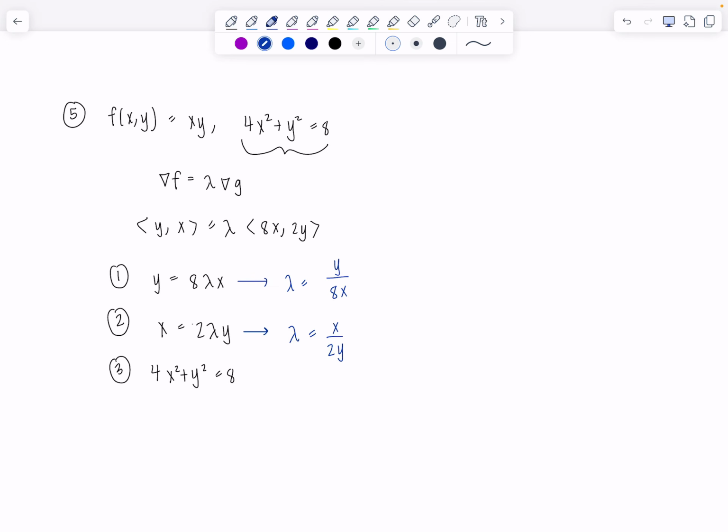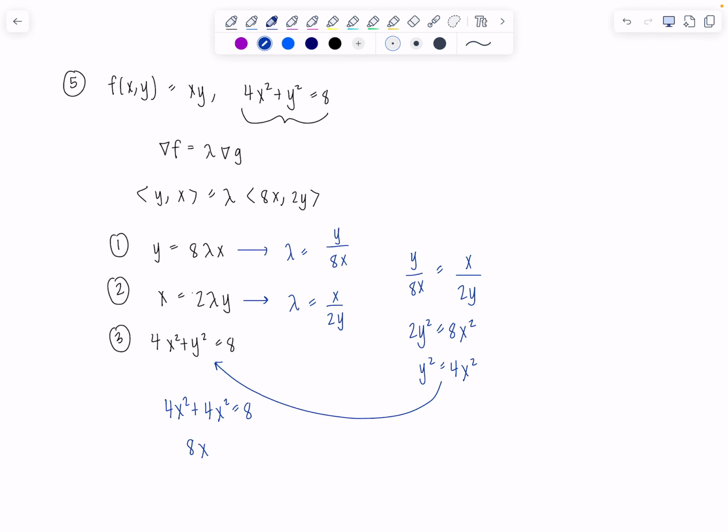Good. So then those must be equal to each other, right? y over 8x is going to equal x over 2y. Cross multiply, what do we get? 2y squared equals 8x squared. Good. So then y squared is 4x squared. Good. And then put it back into 3. So then 4x squared plus 4x squared is 8, and then you would have 8x squared is 8, x squared is 1. And then x is plus or minus 1.